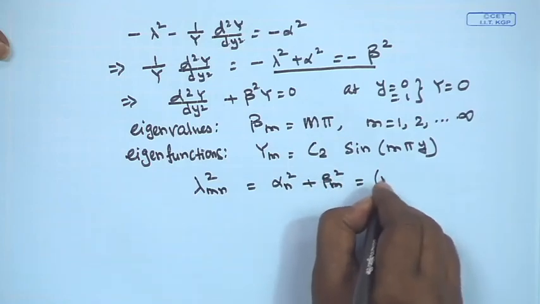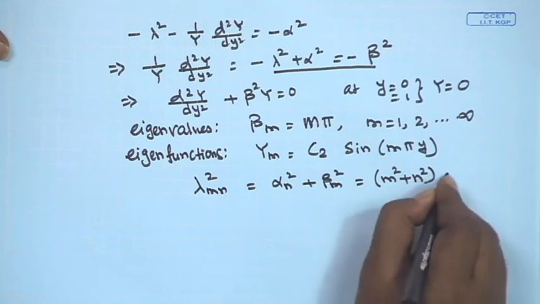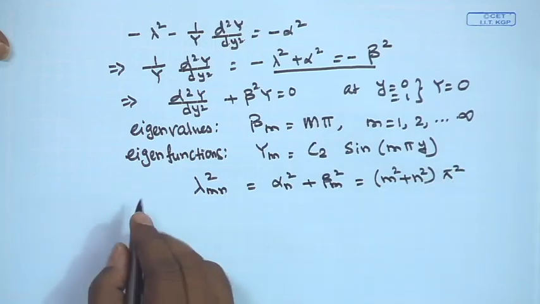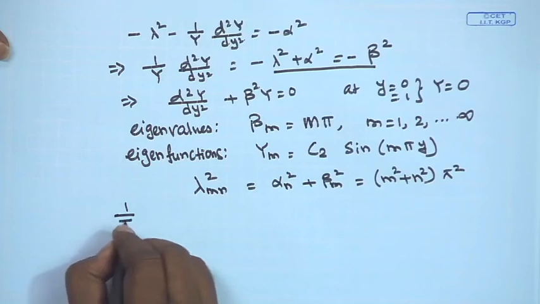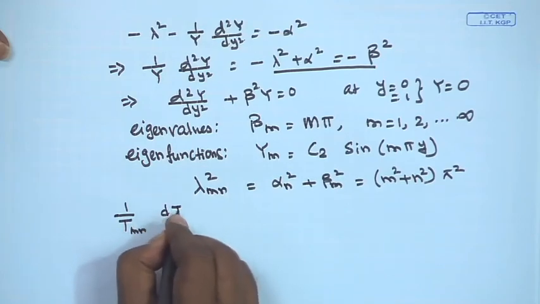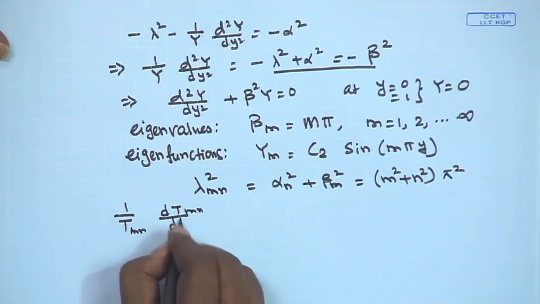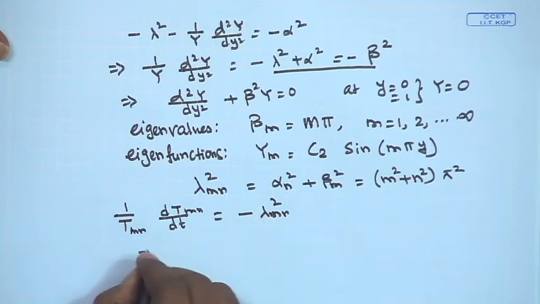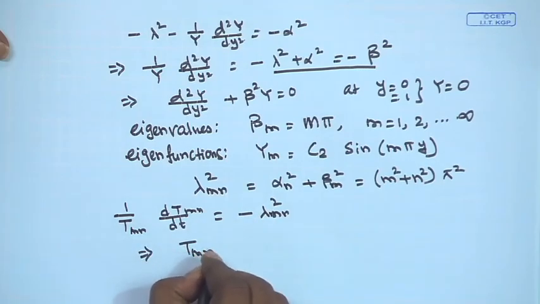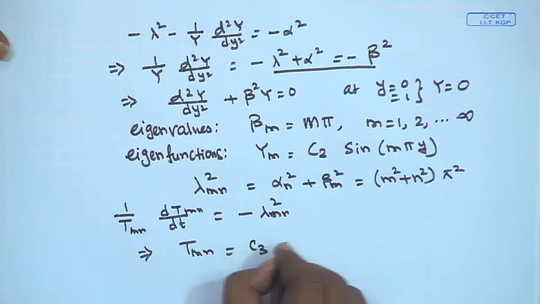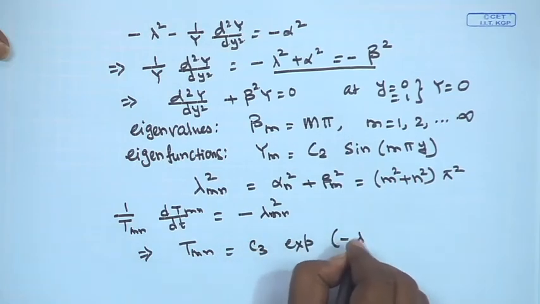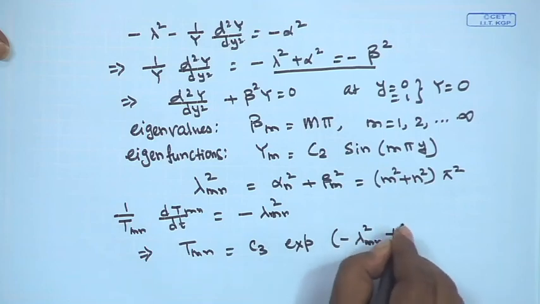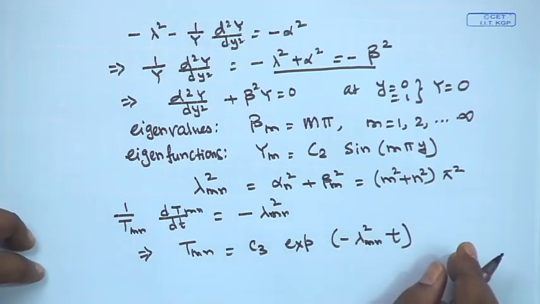So, this will be m square plus n square into pi square, and we can get the time varying part, now, T m n. dT m n by dt will be equal to minus lambda m n square, and after integration we will be getting T m n equal to, let us say, C 3 exponential minus lambda m n square times t. So, this gives the solution of the time varying part. Now, we are in a position to construct the complete solution of u.